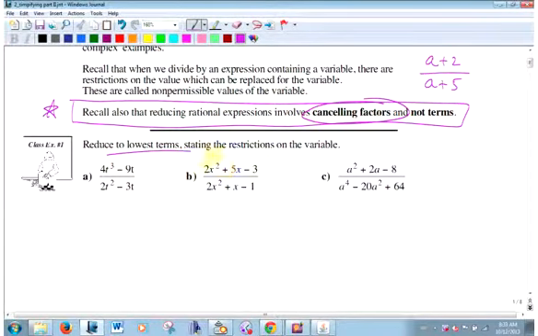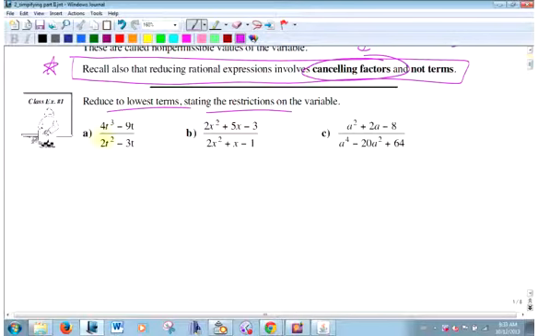Reduce to lowest terms stating the restrictions. Do you want to do it in that order? You can reduce this, but just don't cancel anything until you find the restrictions, because otherwise you're going to lose some of the restrictions. So this is all factoring, guys.